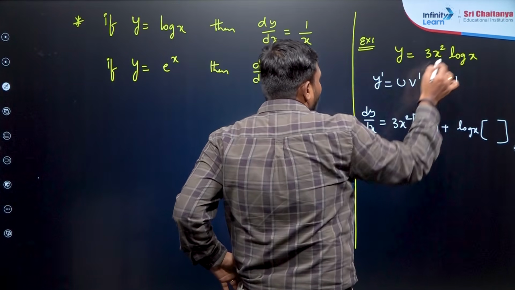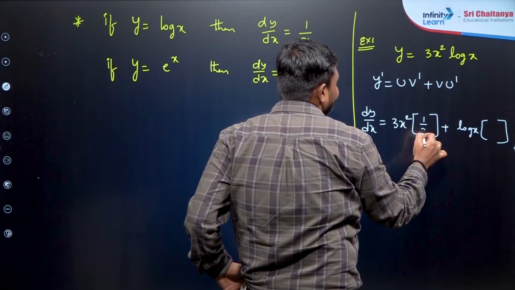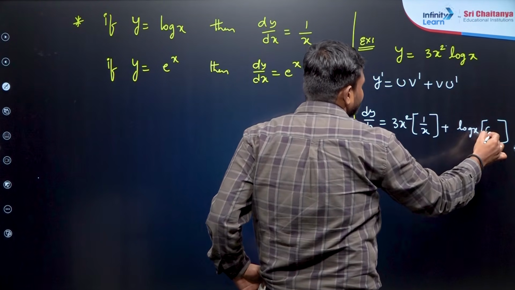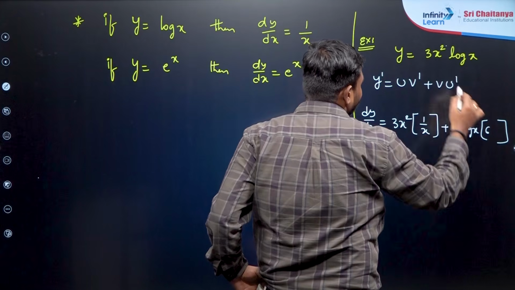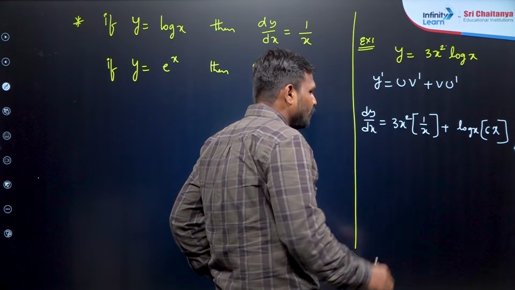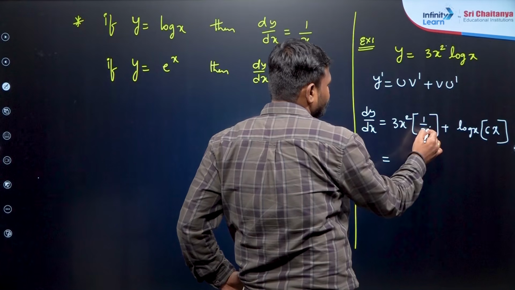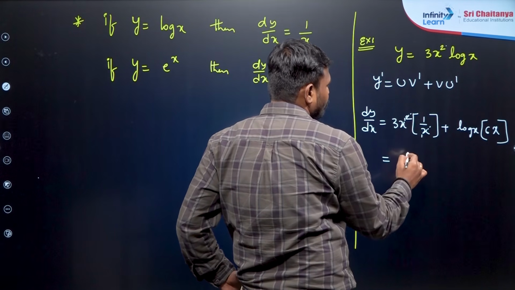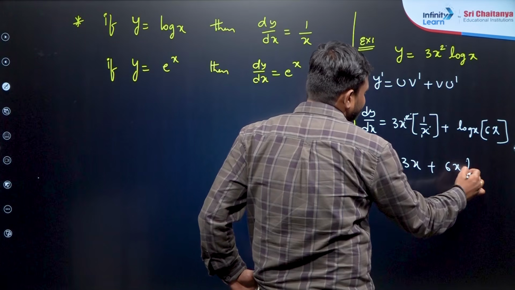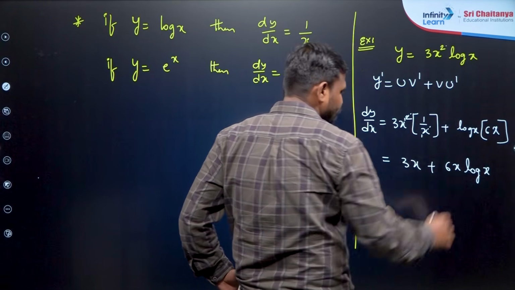What is the derivative of log x? I'll write 1 by x. What is the derivative of 3x square? Multiply the power, subtract 1 from the power, so 3 into 2 is 6, x power 1. So the answer is becoming 3x plus 6x log x, like that.